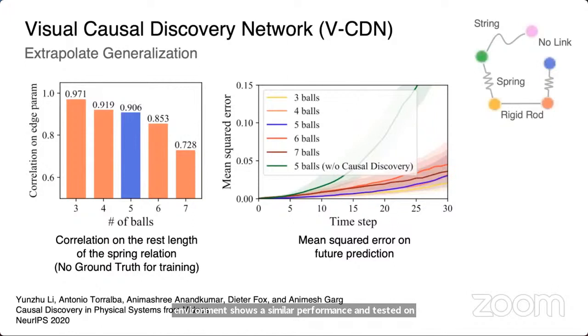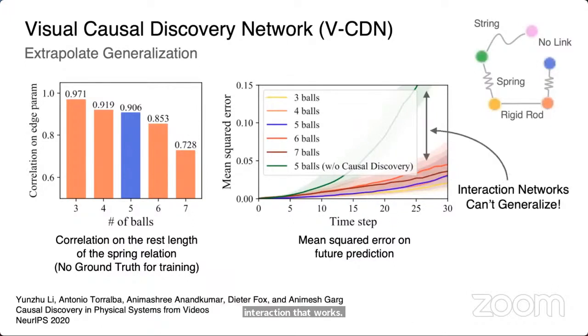The baseline interaction networks, which do not perform causal discovery on the underlying causal summary graph, cannot generalize when encountering systems with different latent generative graphs.